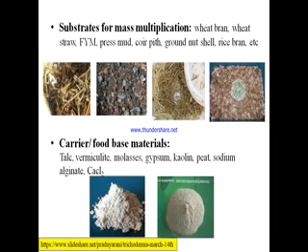Here are some substrates for the mass multiplication. This is wheat bran, wheat straws, FYM, pressed mud, coconut coir paste, groundnut shell, and rice bran. Now carrier material. It can be talc, vermiculite, molasses, gypsum, kaolin clay, coco peat or peat, normal peat, sawdust, sodium alginate, CaCl2, that is calcium chloride.